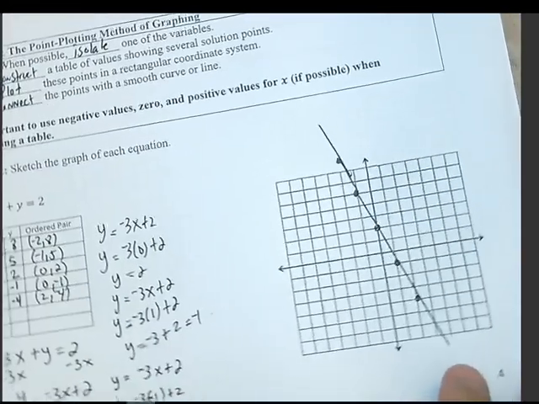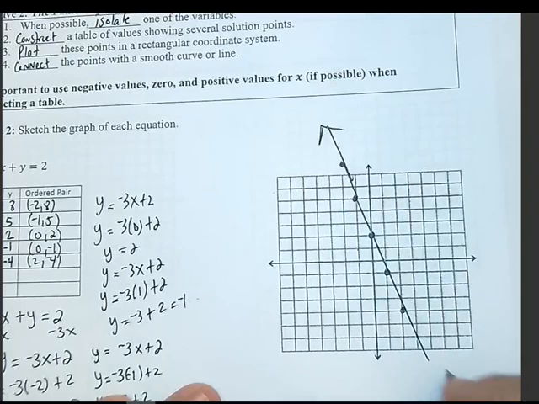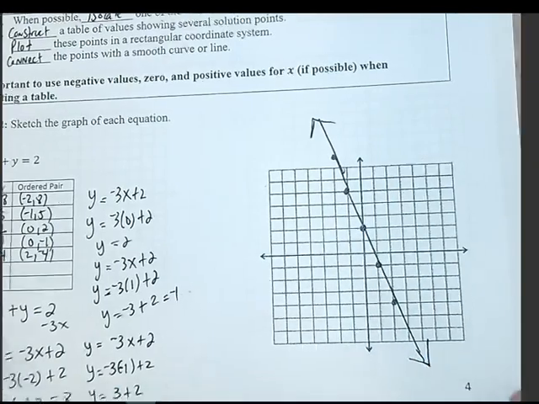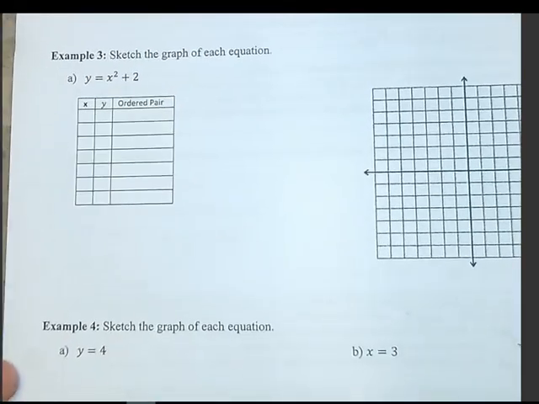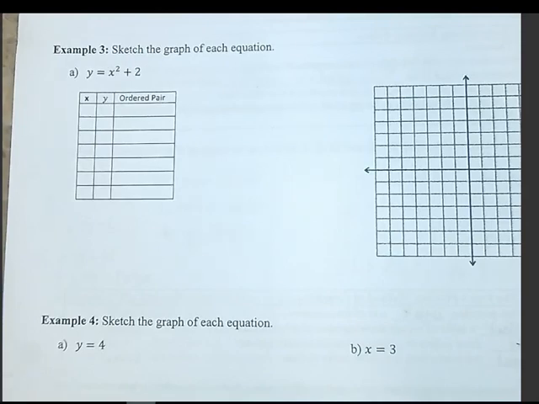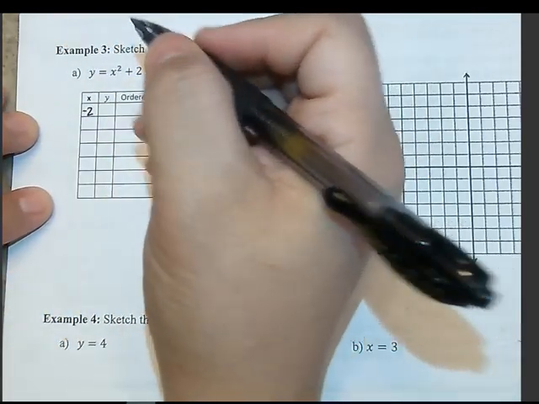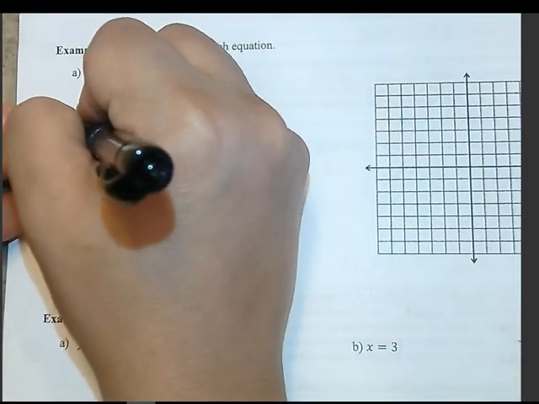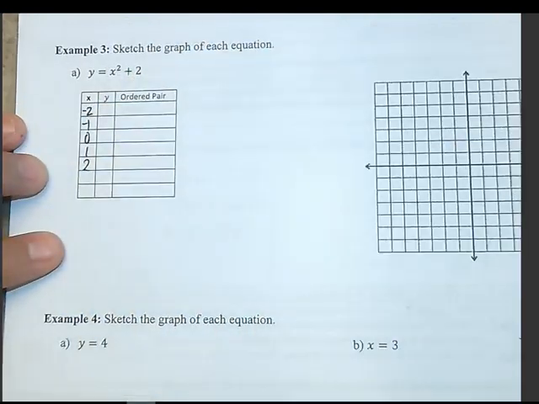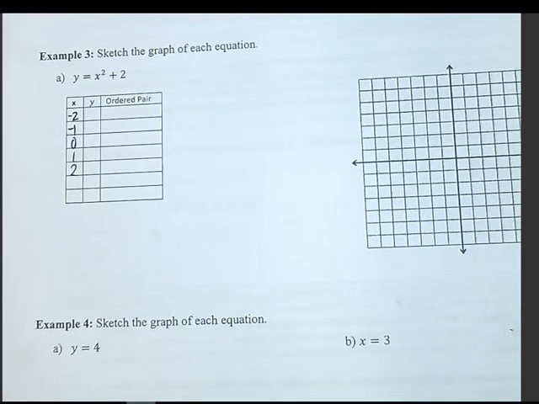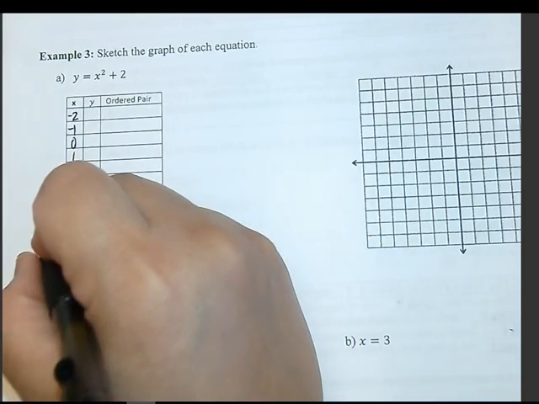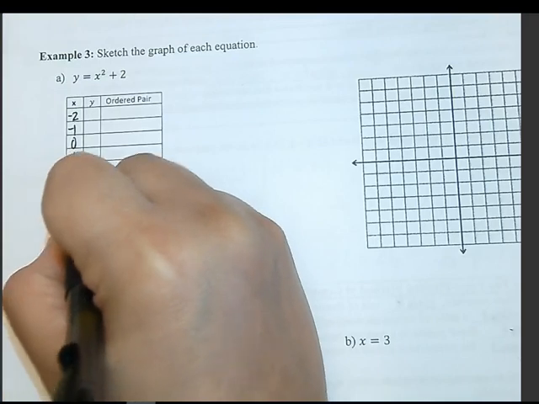And since we can choose any points for x, this is going to go to infinity. So we add the arrows at the end. Let's try one more. So here I'm going to pick for x negative 2, negative 1, 0, 1, and 2. In later sections, you'll be able to look at this and sketch the graph without having to draw a table. But for now, we can stick with the table.